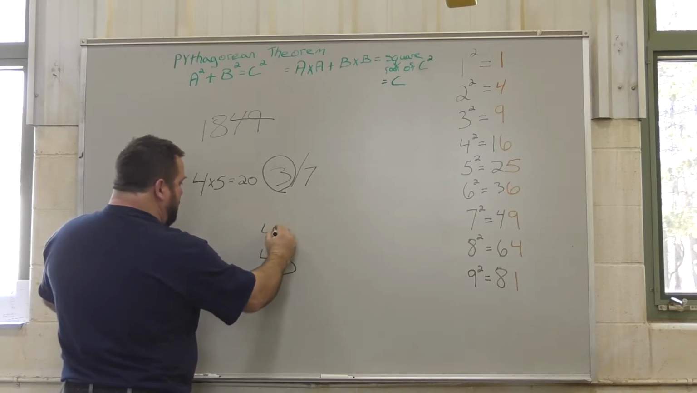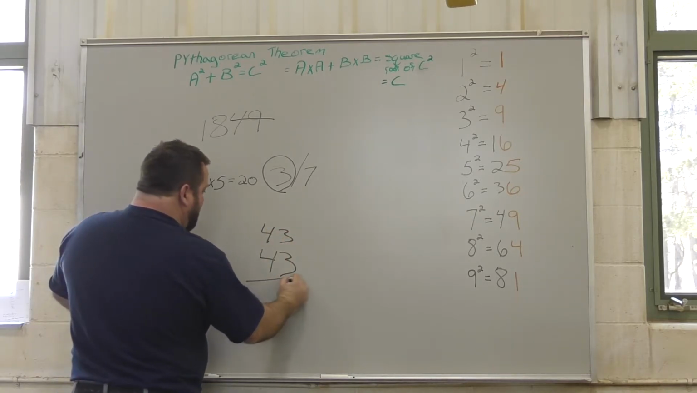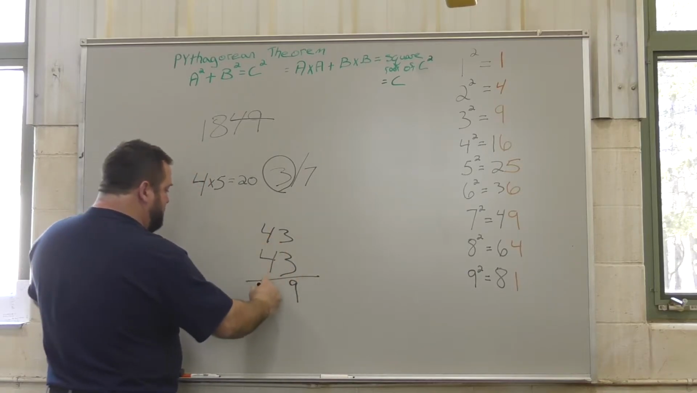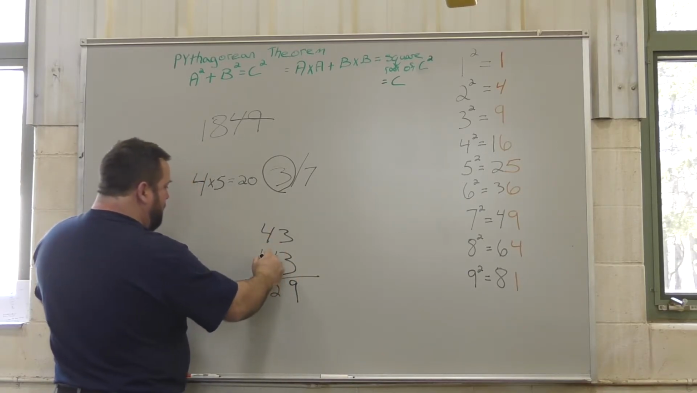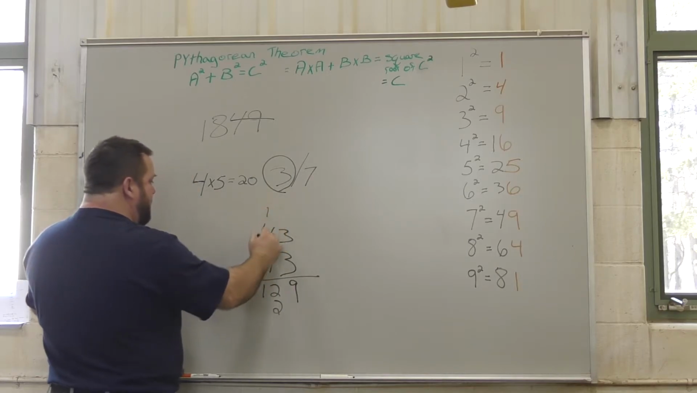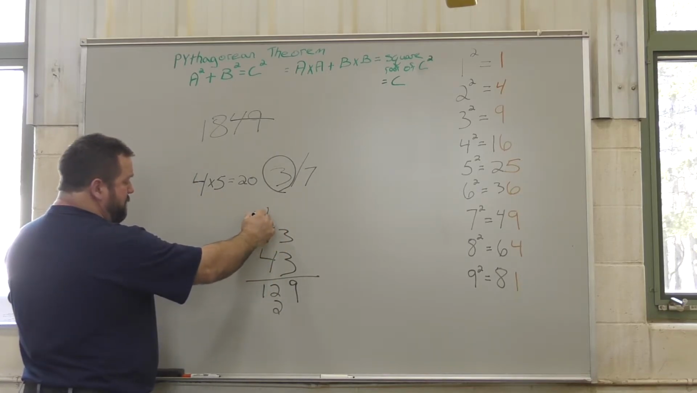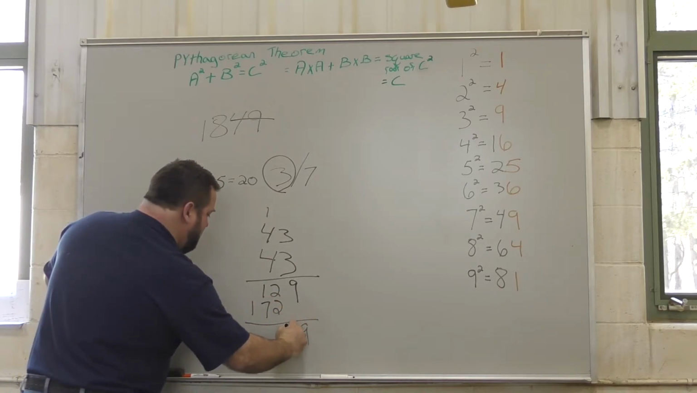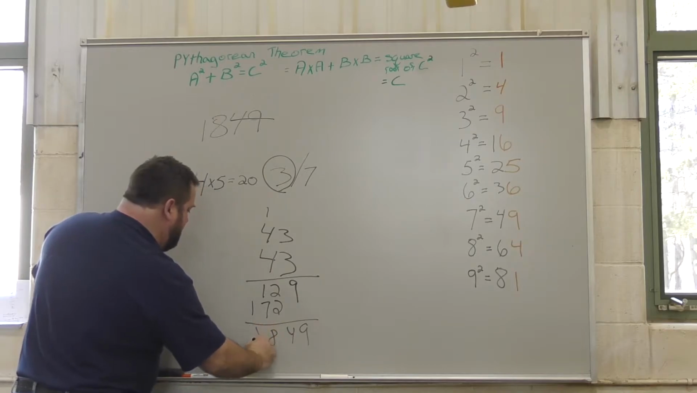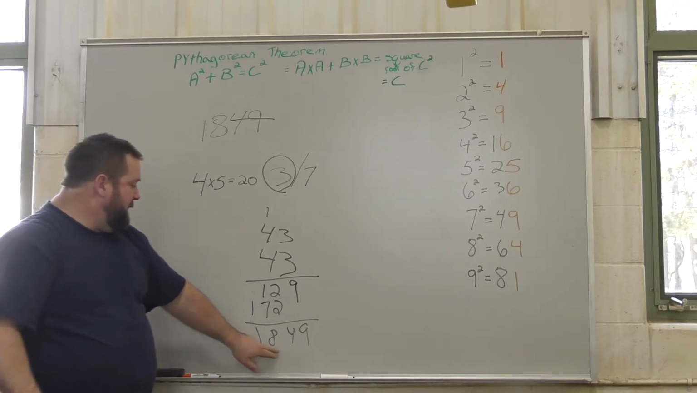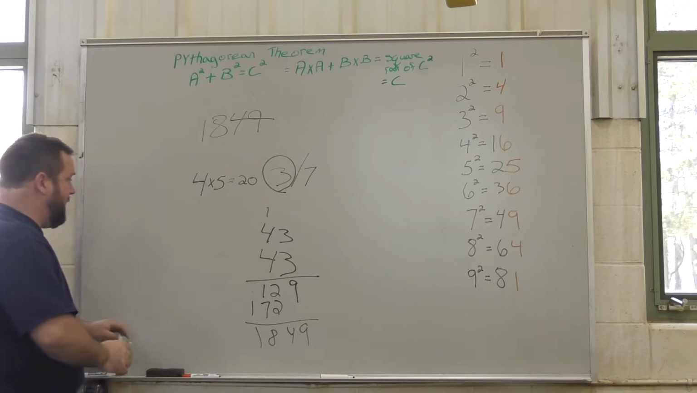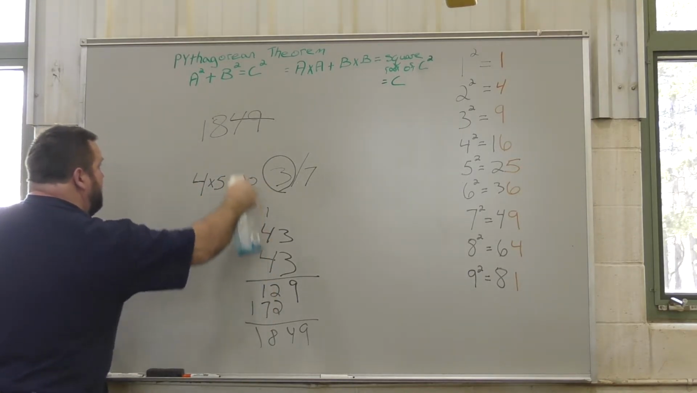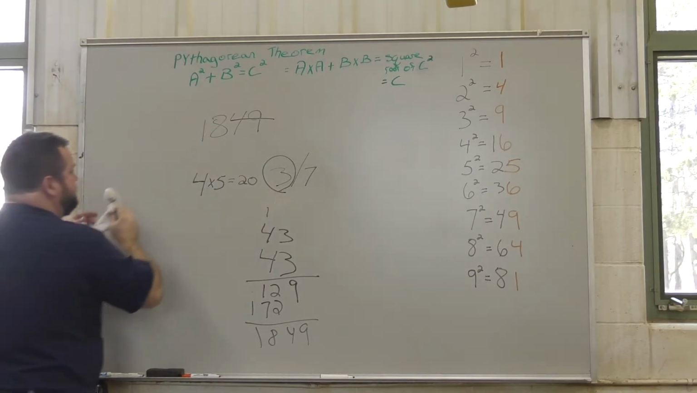So now we have 43. We square that, 43 times 43, just to check our work. We have 9. 3 times 4 is 12. 4 times 3 is 12, carry the 1. 4 times 4 is 16, plus 1 is 17. We have 9, 4, 8, 1. 1,849. So that works. We'll do a few more here.